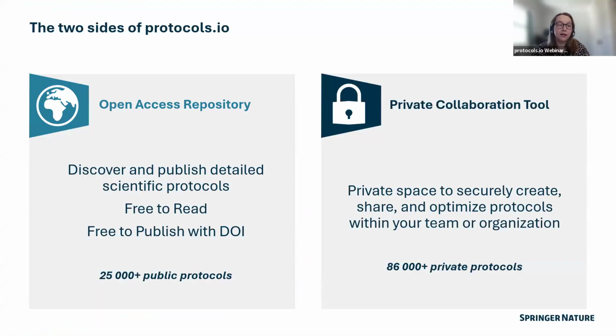To start, there's two sides of protocols.io. There's an open access repository where you can discover and publish detailed scientific protocols. This is free to read, free to access, and it's free to publish any protocols, and you'll receive a DOI when you publish your protocols in the repository. You can view the over 25,000 and growing public protocols already available and contribute your own to those. There's also the private collaboration tool. This side is where you can privately secure, manage, and create your protocols.